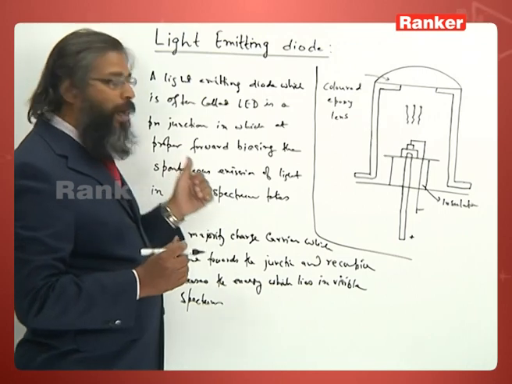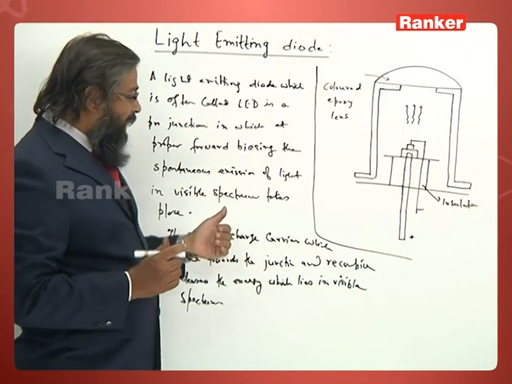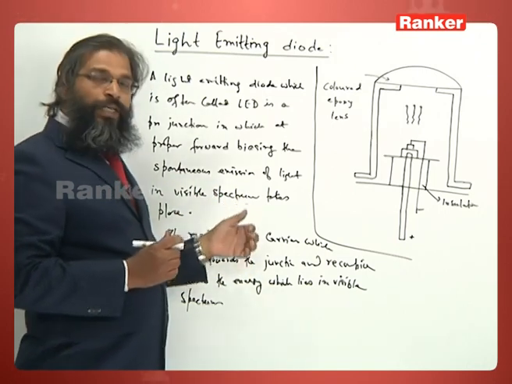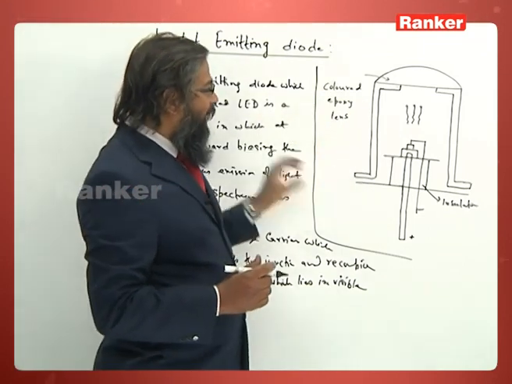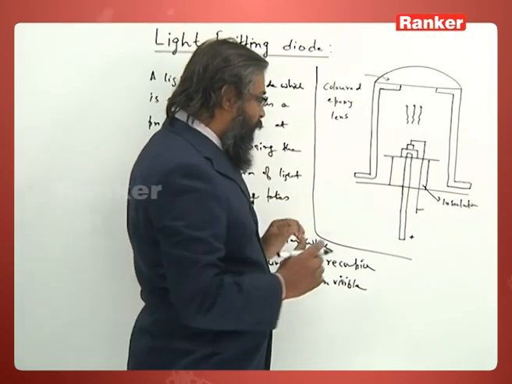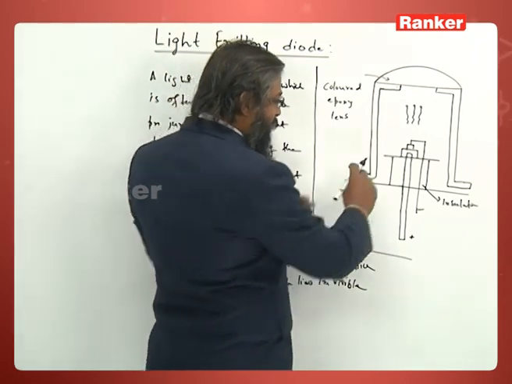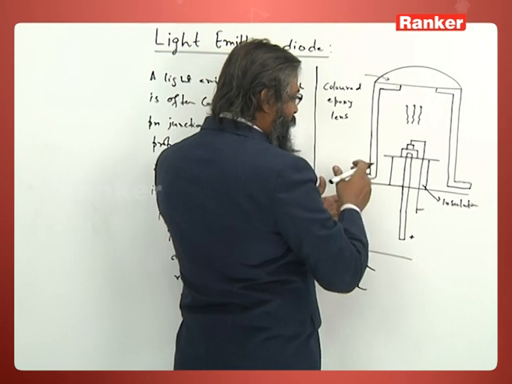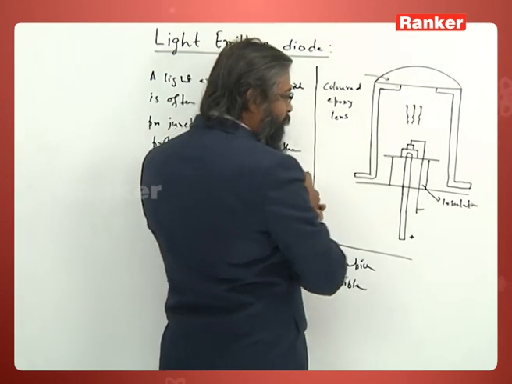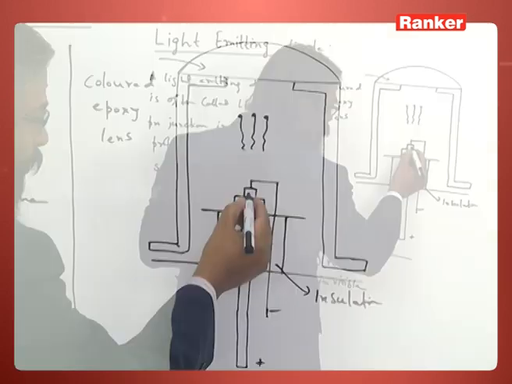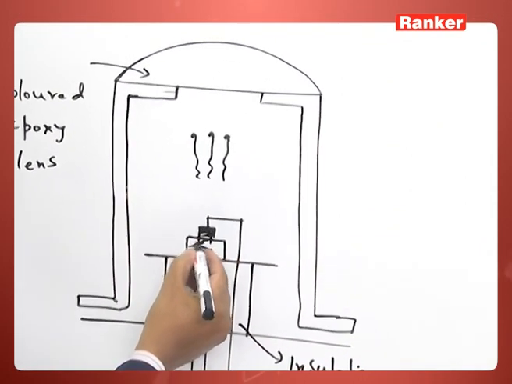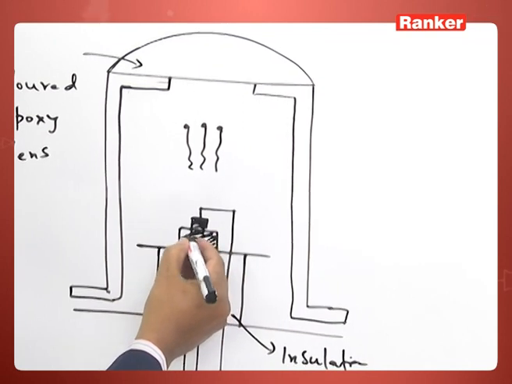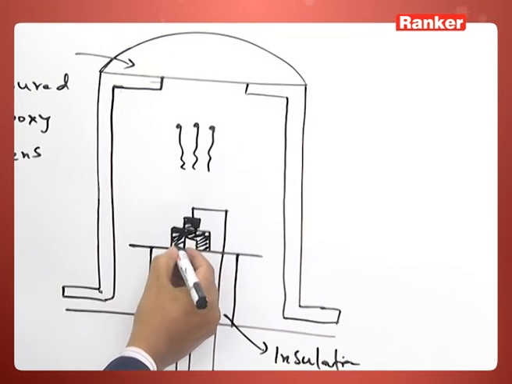So, it should be properly biased. Generally, the biasing is different for different colors. So, this is a commercial LED, light emitting diode. Here you see this whole thing. This diode portion I am shading, this is the diode portion only. What I am shading is the PN junction only.